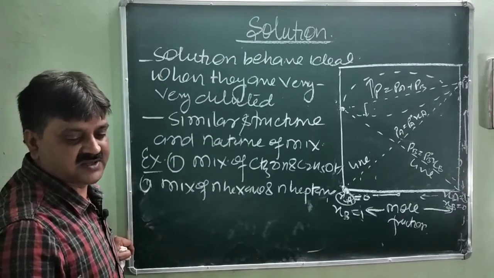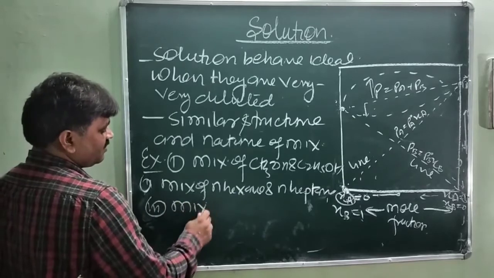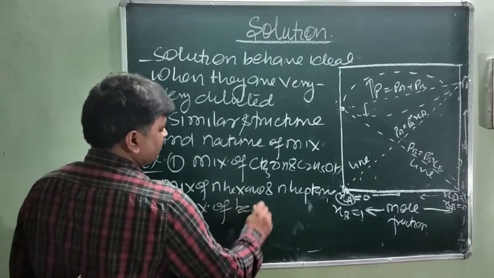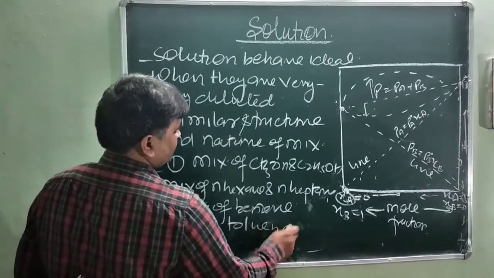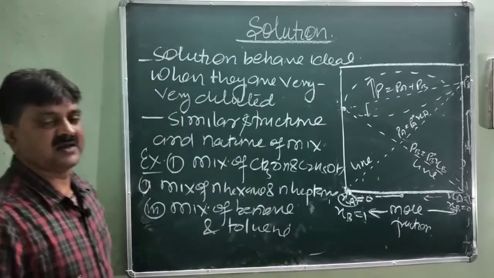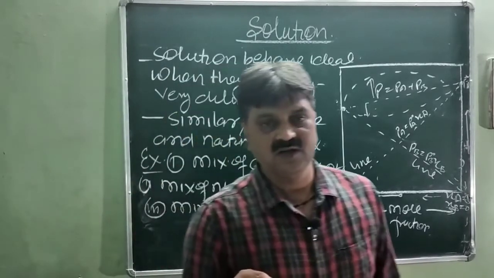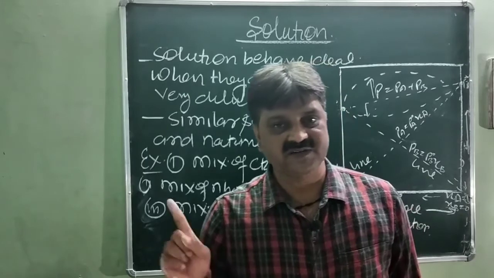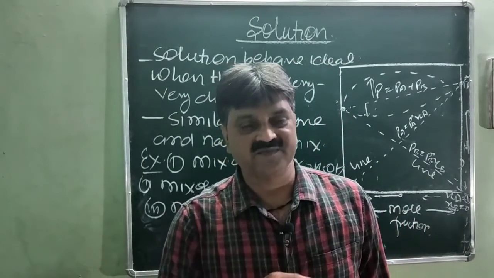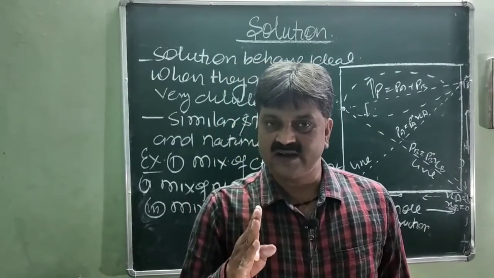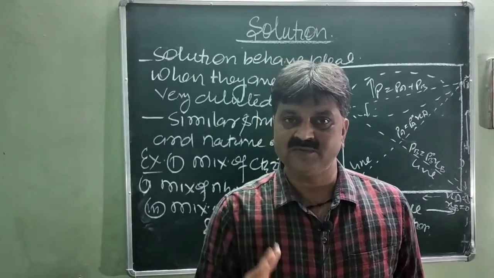Another example, just like the mixture of benzene and toluene. So this is the criteria for the ideal solution. The two components which mix to form the solution must have the similar structure and nature, and they should be very, very dilute. So Raoult saw that there are further criteria to show the ideal behavior of a solution.